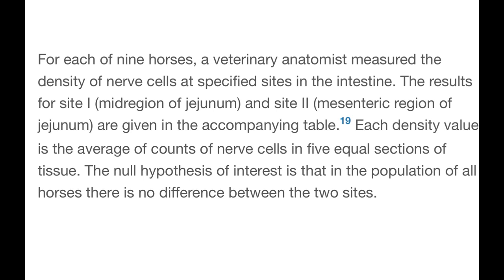And they do mention that each density value is the average of counts of nerve cells in 5 equal sections of tissue. So they are at each site measuring these counts of nerve cells in 5 different sections of tissue, but then they're averaging them, and that counts as the result for site 1 or site 2. So even though they're taking a bunch of different measurements per horse, you're going to end up with 2 numbers that you're looking at, the average for site 1 and the average for site 2 in each horse.